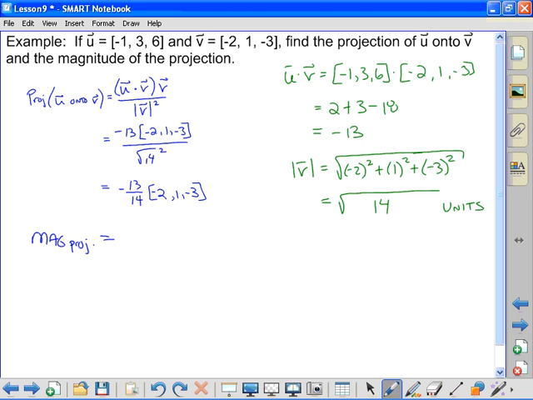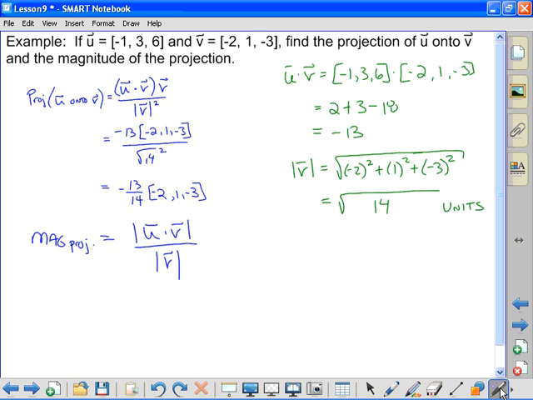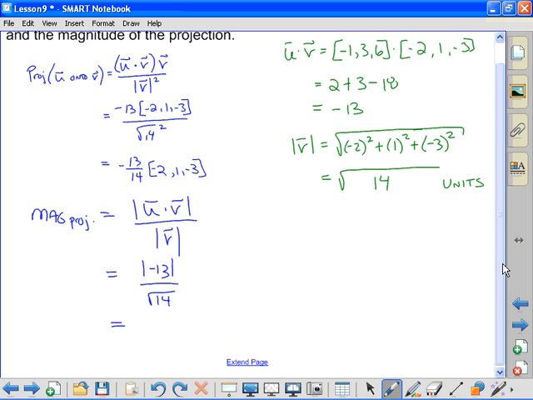So that formula as well, we have that from the earlier one, and that is the magnitude of u dot v over magnitude of v. In this case, the top vertical bars are actually serving as absolute value, because when you're talking about a magnitude, you never refer to it as a negative distance. So it means your result's always going to be positive. So how long is this vector, or this projection? It's going to be 13 over root 14 units.